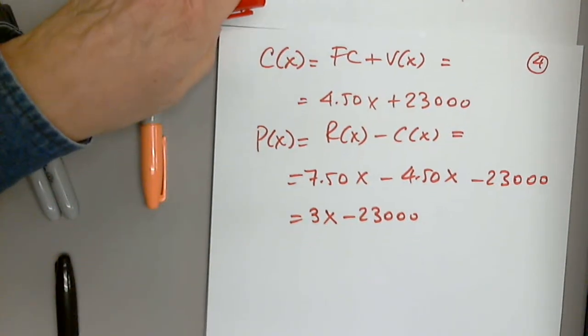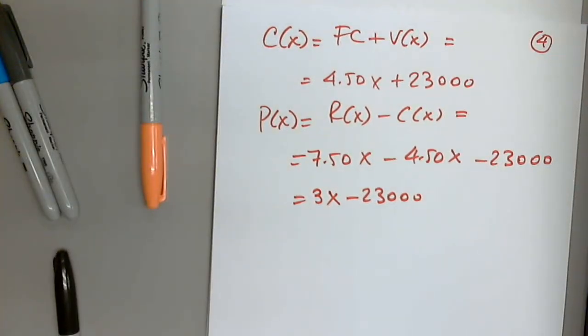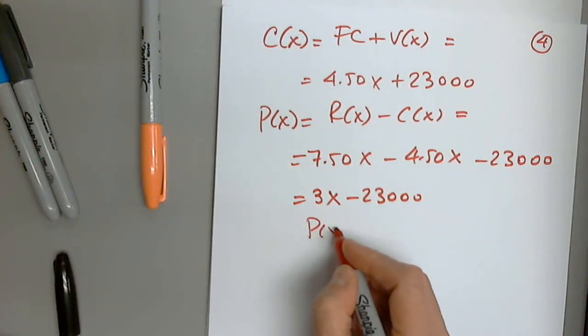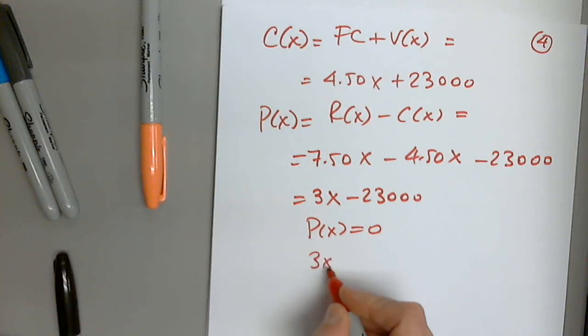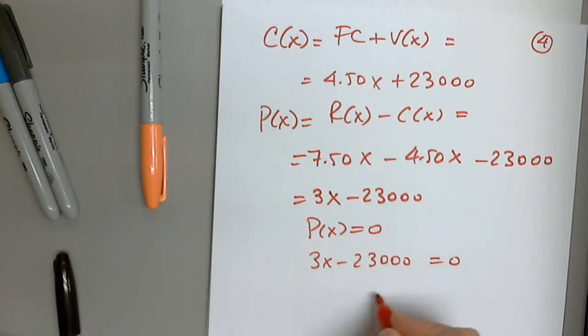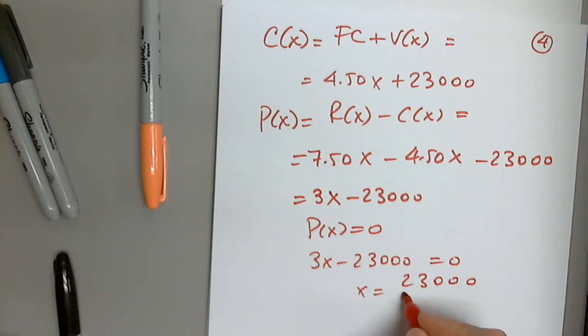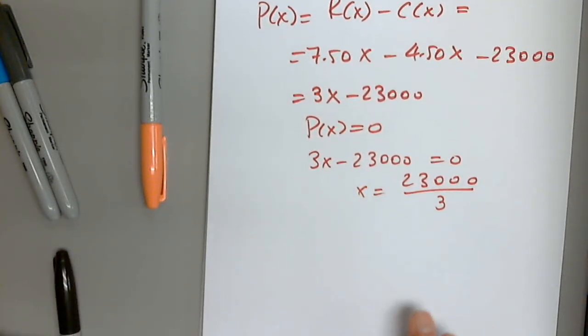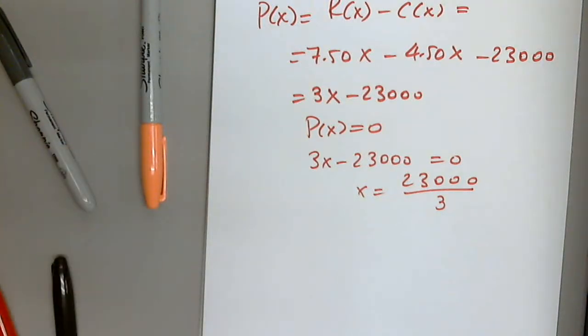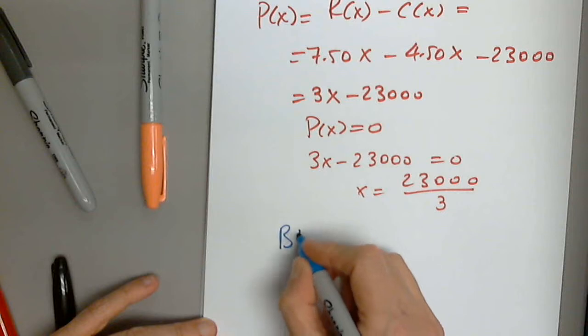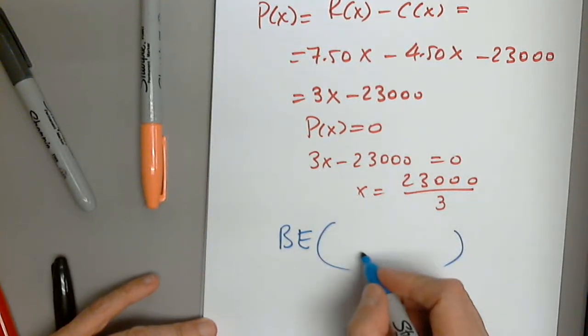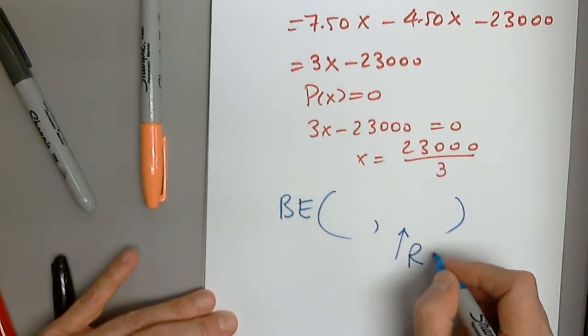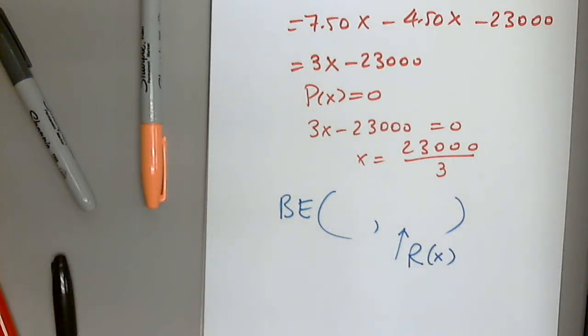And now they want us to determine the break-even point. You either set equal the revenue with the cost, or you just set the profit equal to 0. So 3x minus 23,000 equals 0. X equals 23,000 divided by 3. Since they're cards, we cannot round them up. And just give me this number. Remember, the break-even point has this number of x, and this must be the revenue for that number. So that's how we present the break-even point.